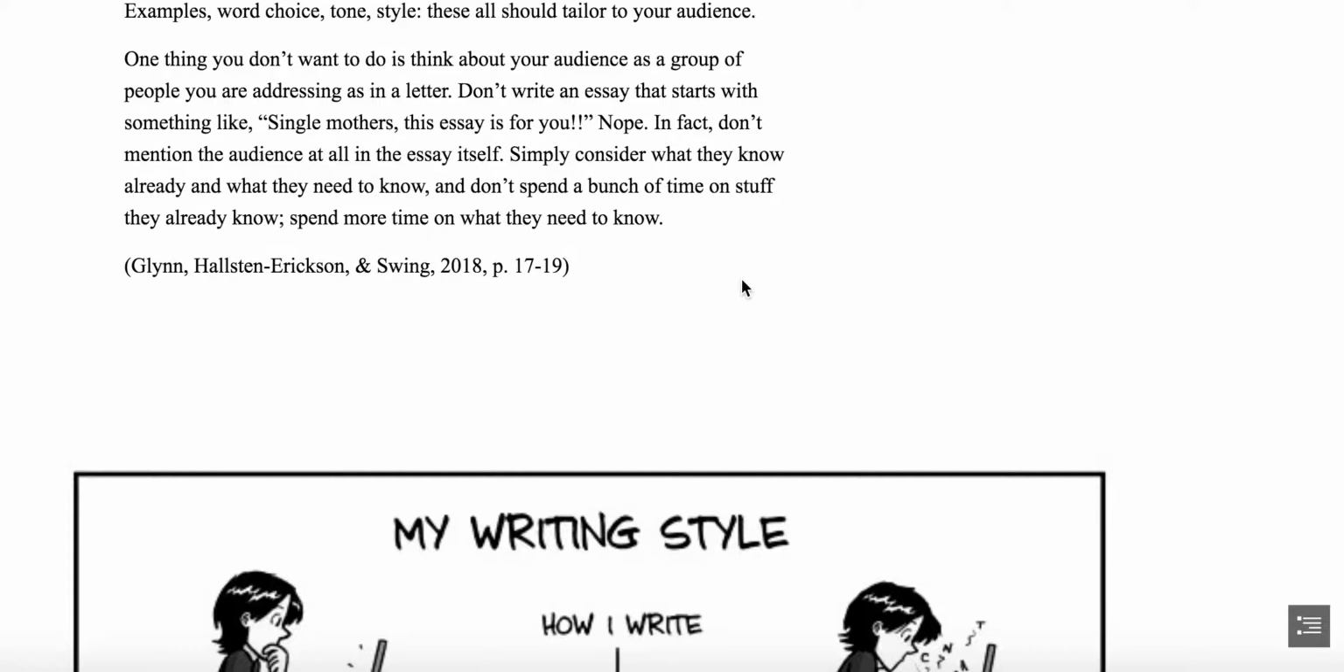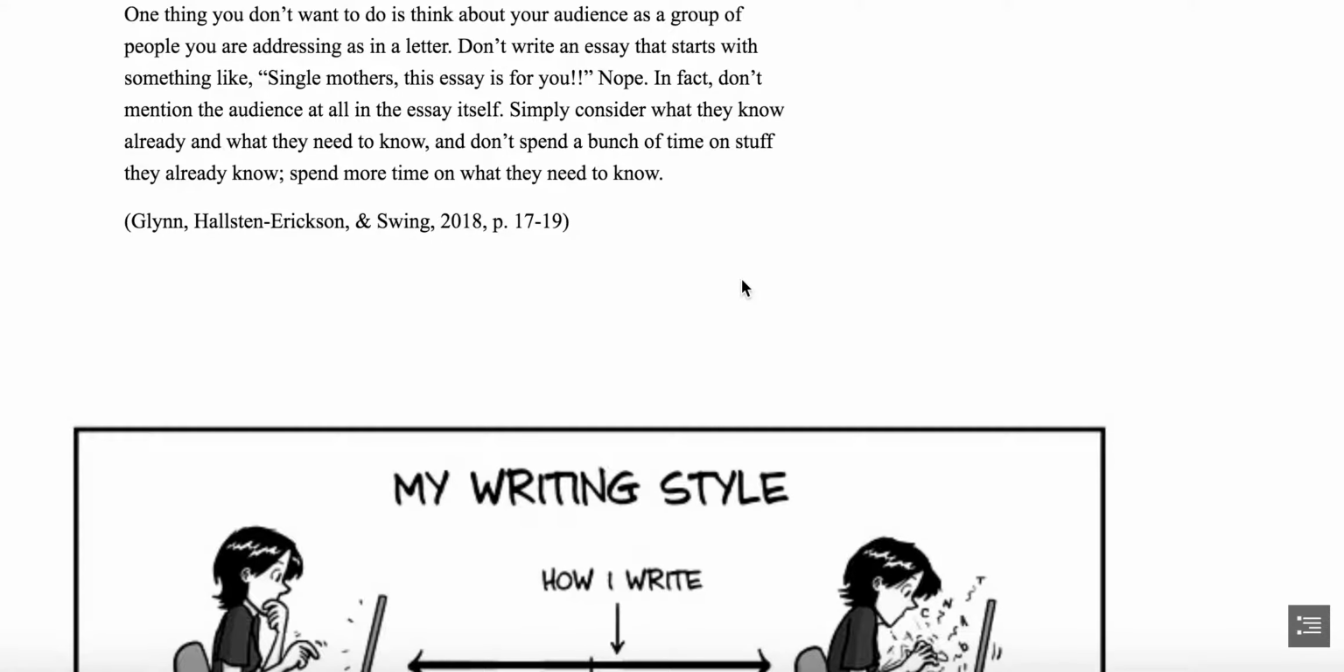One thing you don't want to do is think about your audience as a group of people you are addressing as a letter. Don't write an essay that starts with something like, "Single mothers, this essay is for you." Nope. In fact, don't mention the audience at all in the essay itself. Simply consider what they know already and what they need to know, and don't spend a bunch of time on stuff they already know. Spend more time on what they need to know.